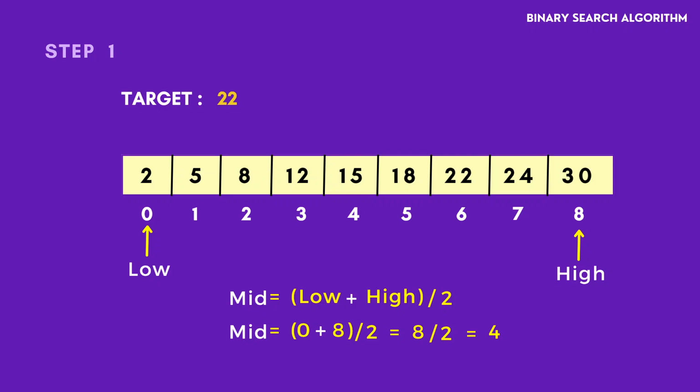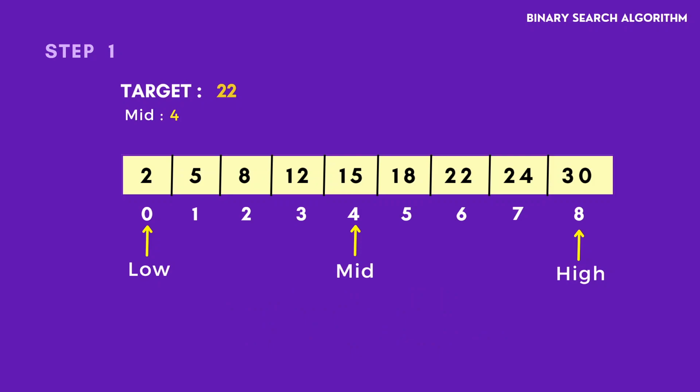Now our mid lies at position 4. So we have the low, we have the mid, and we have the high. These are the key elements we have, and what we need to find out is the target element.